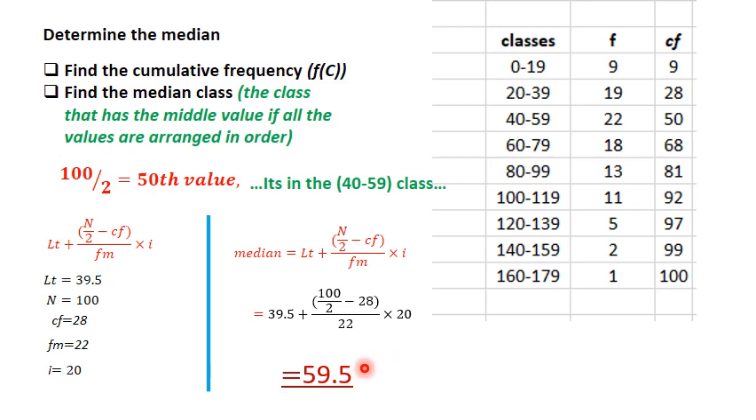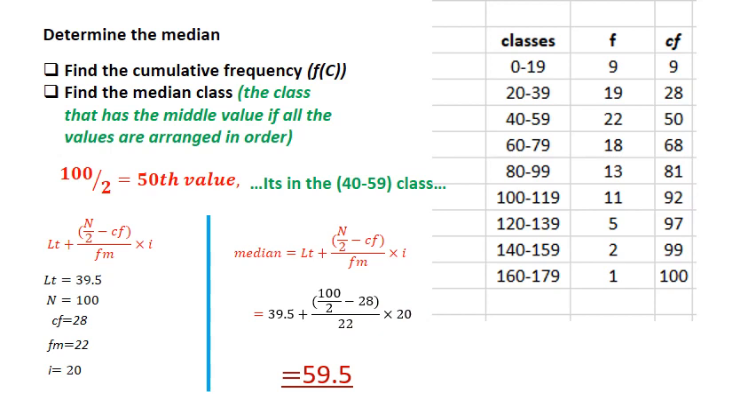And basically that's it. I know that for particular teachers, the LT, N, CF, FM, and I, they use different symbols or variables, but the figures they use for this particular question will always be 39.5, 100, 28, 22, and 20. So the answer will always be the same.